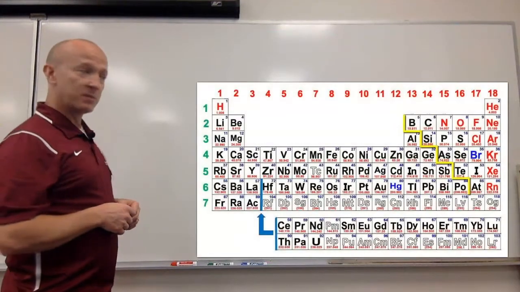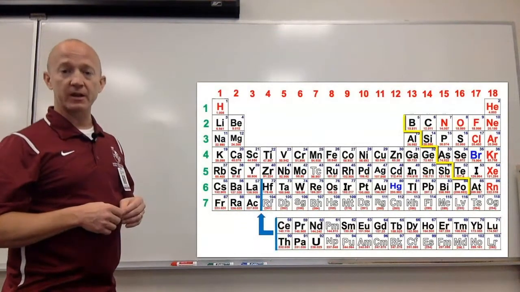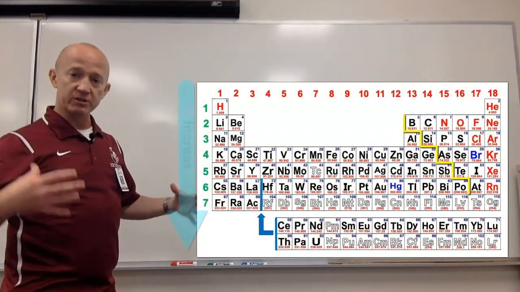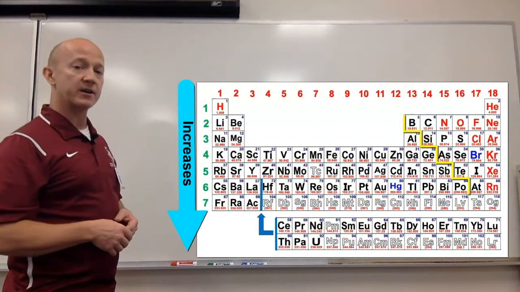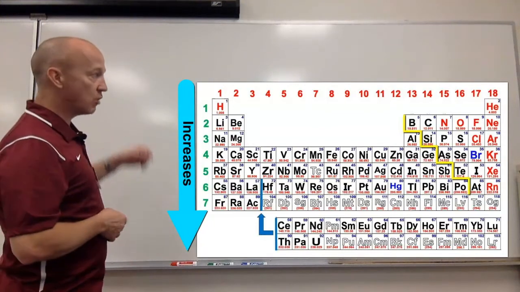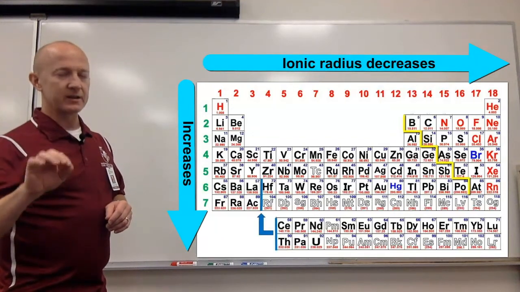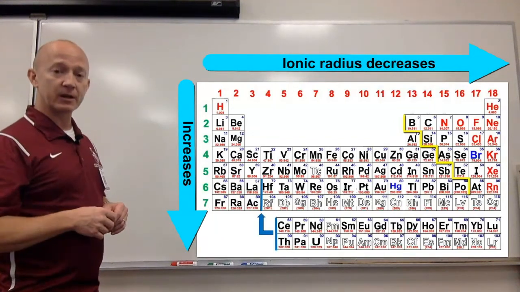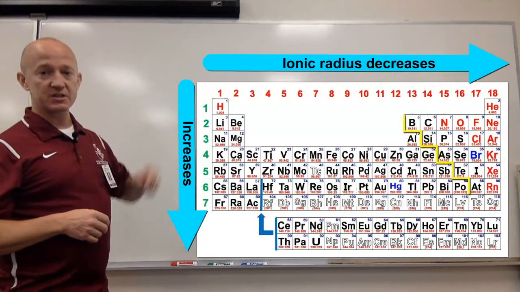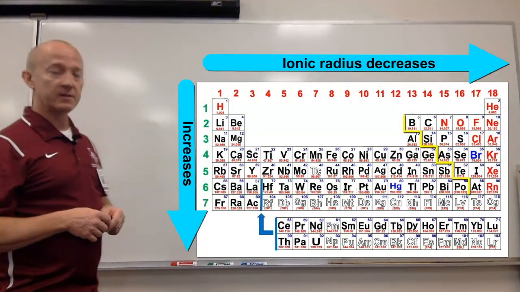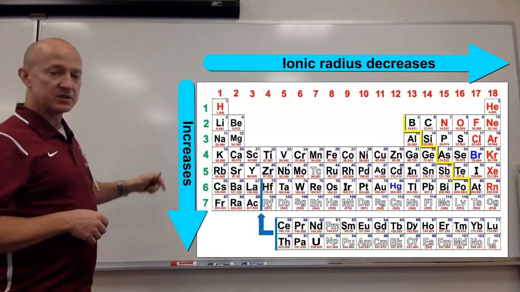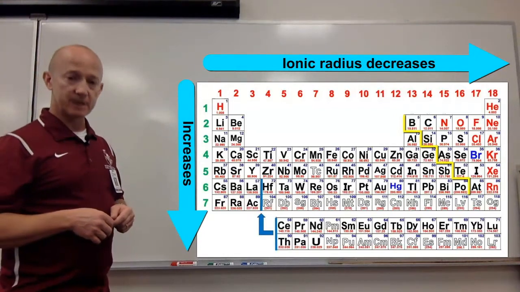As you go down a group, it's a lot like we said for atomic radius. You're gaining energy levels each time, so therefore your ionic radius increases as you go from top to bottom. To sum it up, the general trend in ionic radius is a lot like atomic radius: decrease in size as you go from left to right across a period, and increase in size as you go from top to bottom down a group.